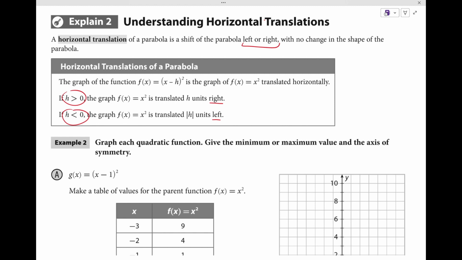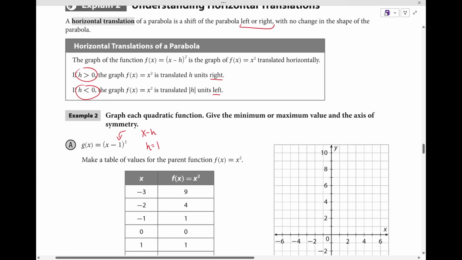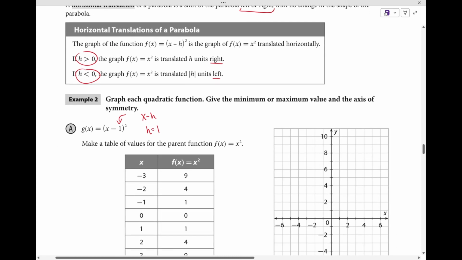So if I have, like over here, x minus 1, x minus h, x minus 1, so my h is actually a positive 1. Okay, so it's kind of counterintuitive, but you'll just have to get used to it. There's a reason for it, but that's going to take some time to explain. So if you're interested, you can come to tutorials.